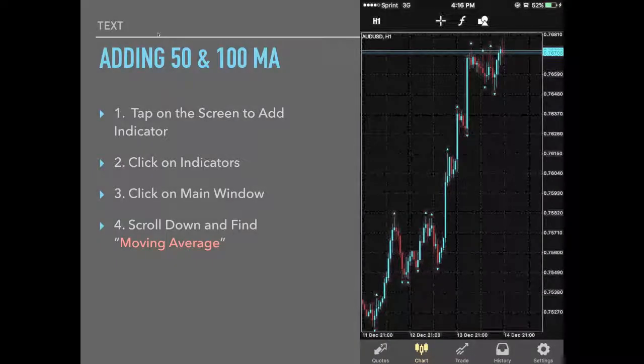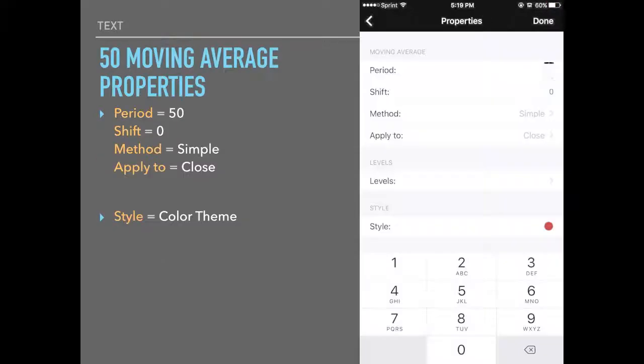So let's get into this. Alright. Moving average. You will add this. Have your period be 50. That means we're getting the moving average of the last 50 candlesticks. And then we're adding another MA. And this one will be 100. We're getting the last 100 candlesticks, and we're getting the moving average of that.